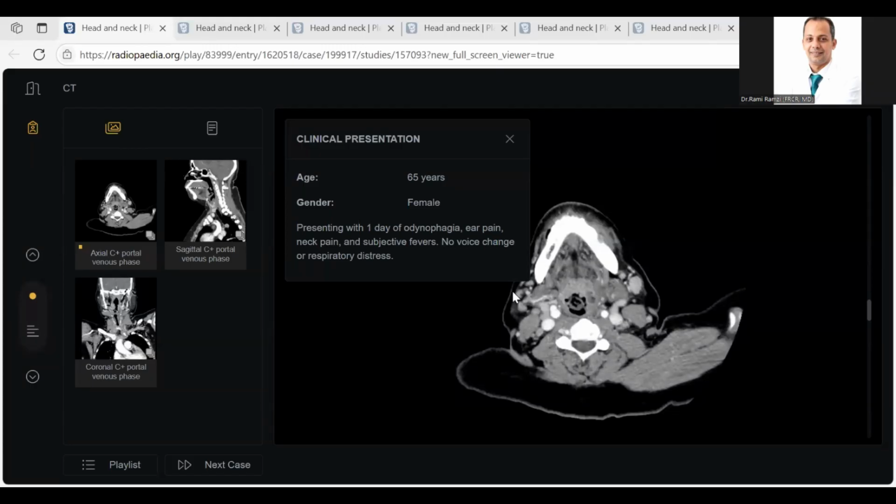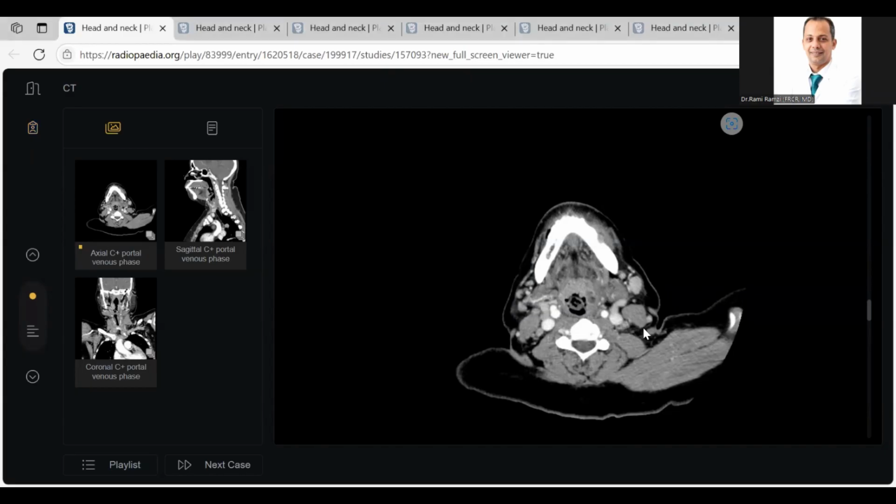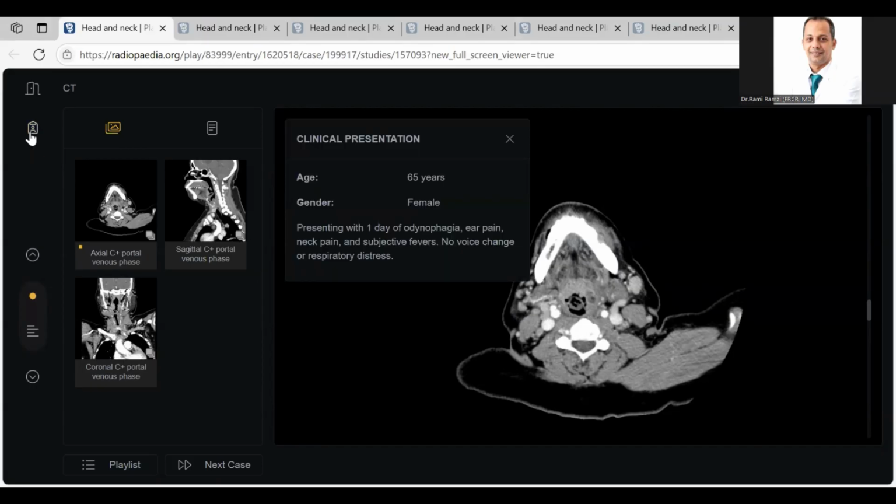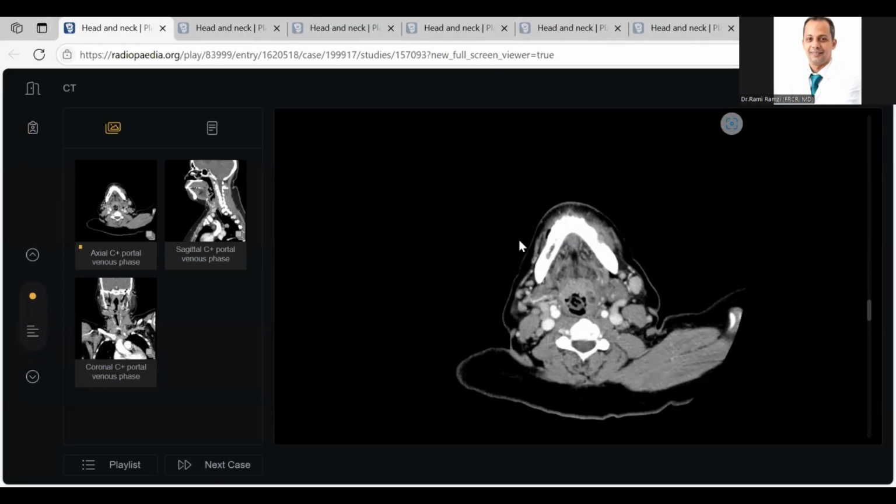This is a 5-year-old female patient, 1 day of odynophagia, ear pain, neck pain, and fever. Okay, I am provided with the axial post-contrast images of the face and neck region.